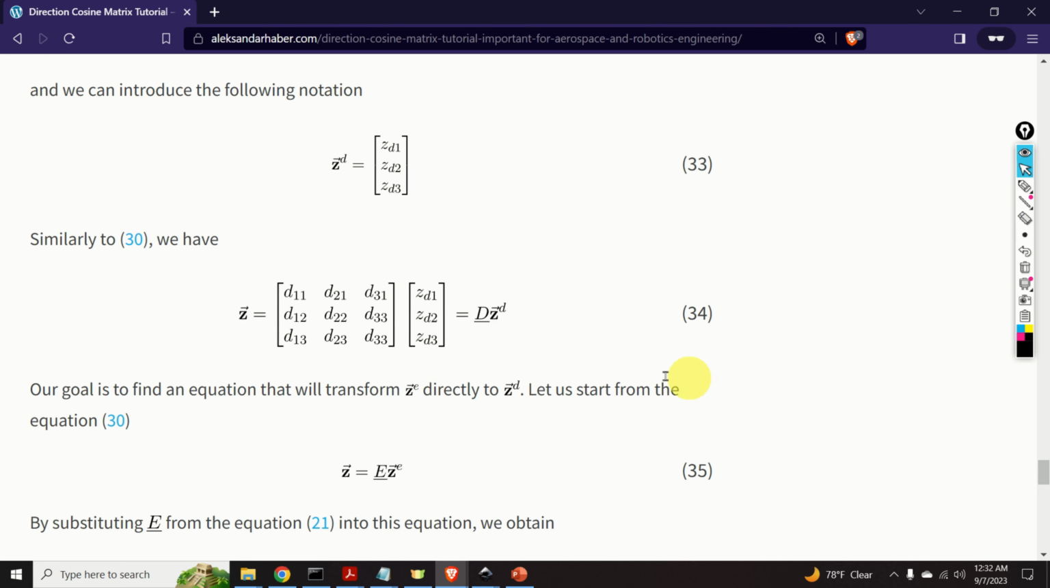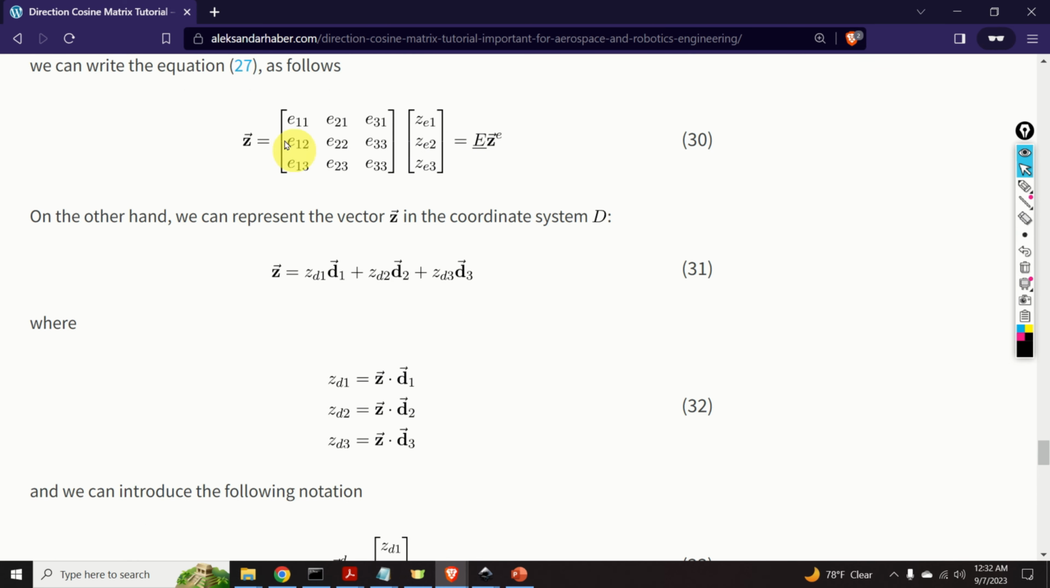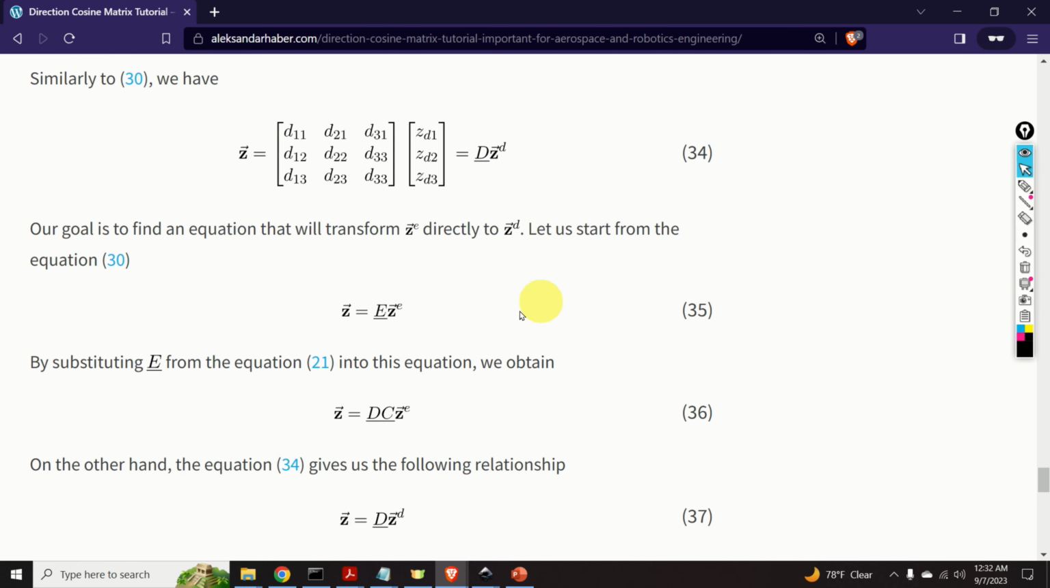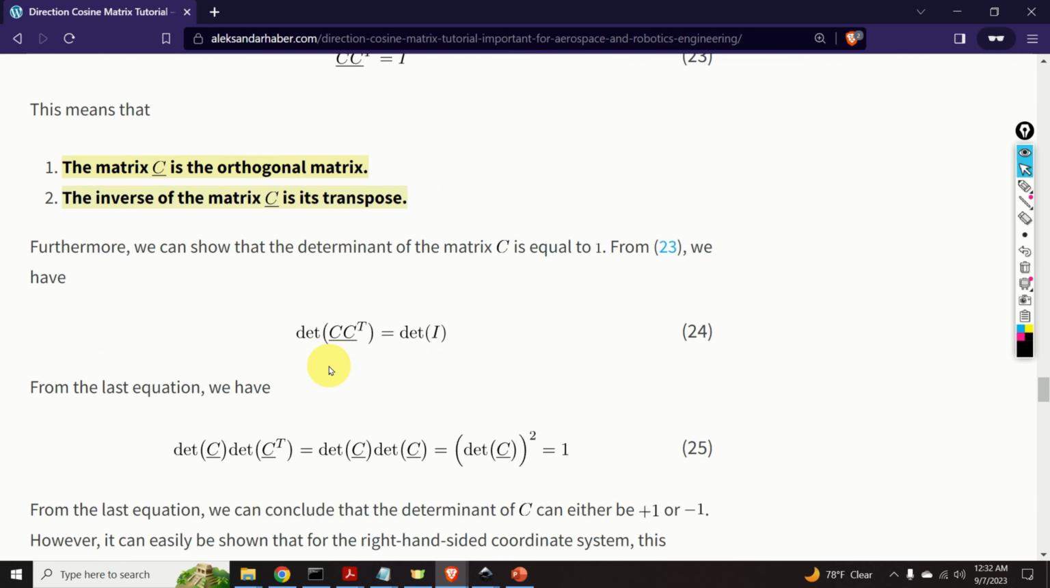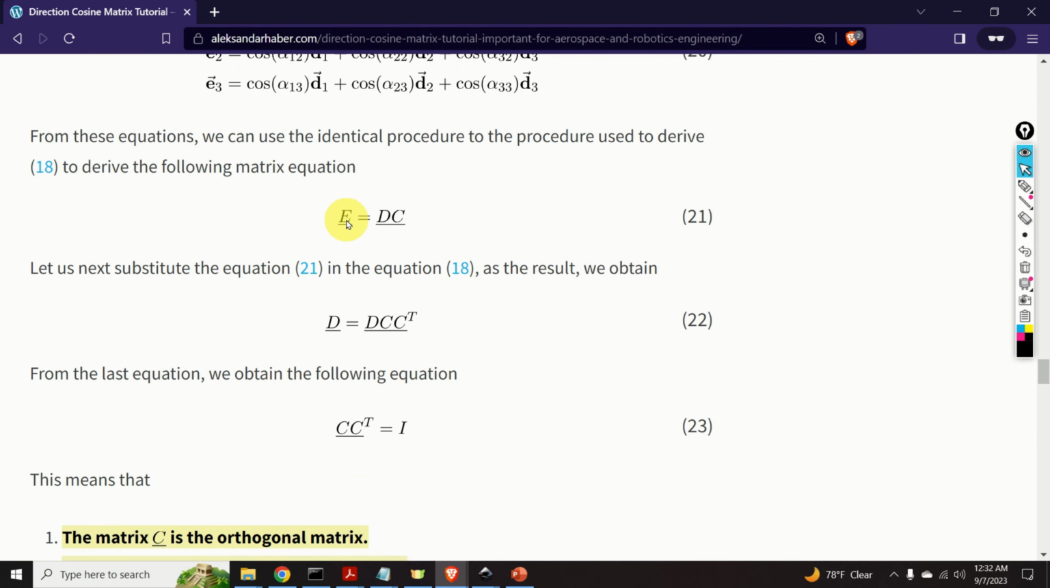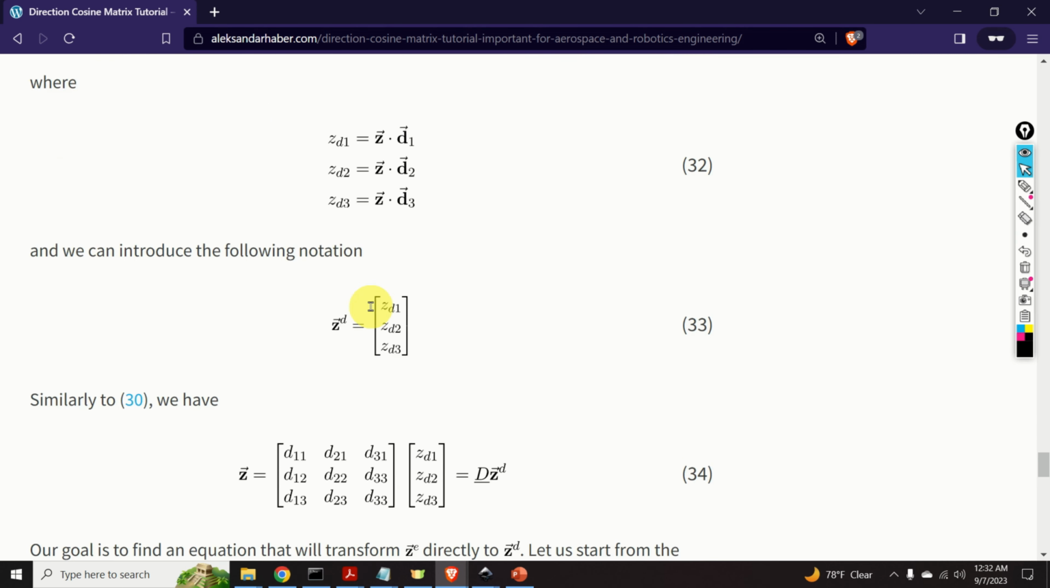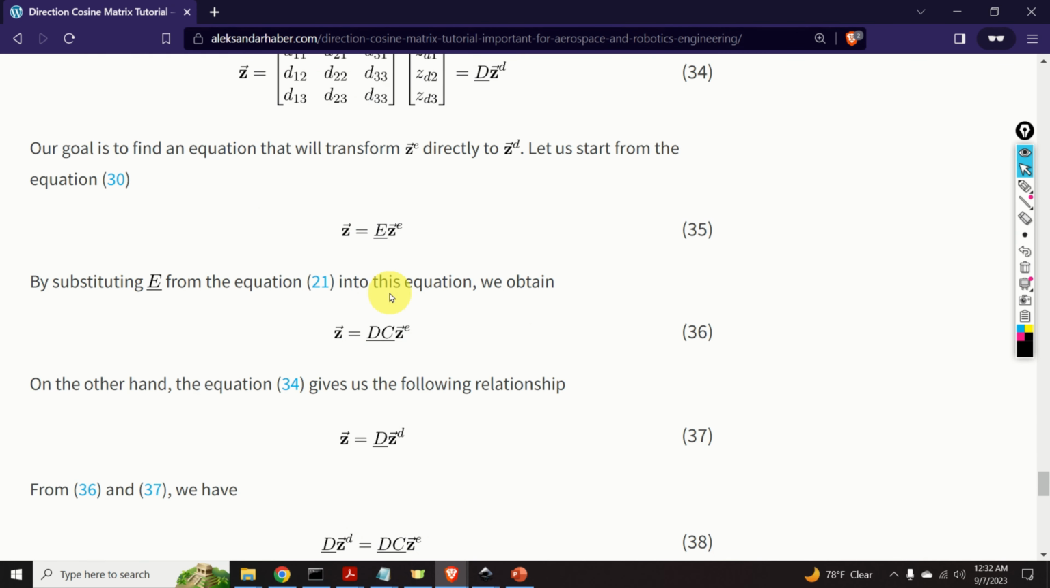Our goal is to find an equation that will transform z with the superscript e directly to z with the superscript d. Let us start from the equation 30. That is, let's start from this equation, and over here I wrote again this equation. Now, by substituting e from the equation 21, and let's see where is the equation 21. Here it is. This equation tells us how to relate e and d coordinate systems. We can actually obtain this equation.